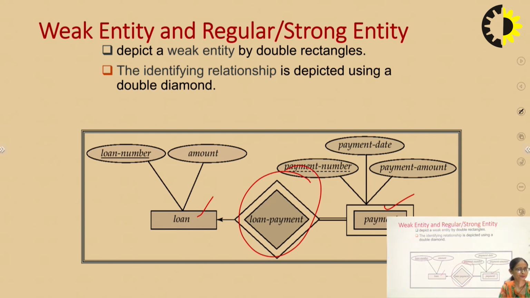So in this particular ER diagram, we have the loan, we have the payment, and this is the loan payment relationship. In the case of the loan, we have loan number and amount. Payment shows how much payment has been done so far corresponding to that particular loan number. So we have here payment number, payment date, payment amount, and so on. So payment, for its existence, requires this particular entity, that is loan. It needs to be there.